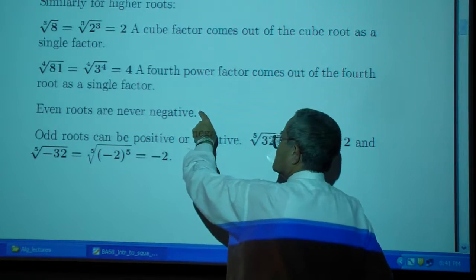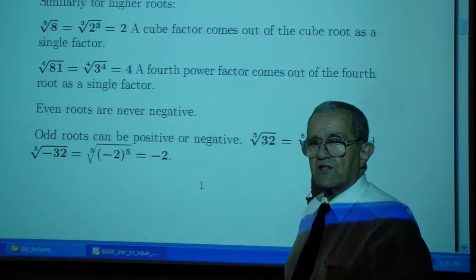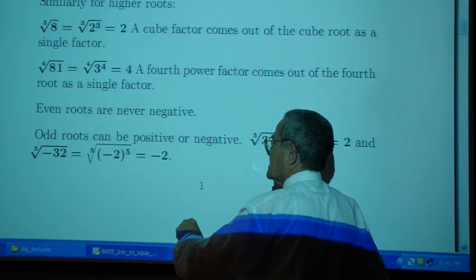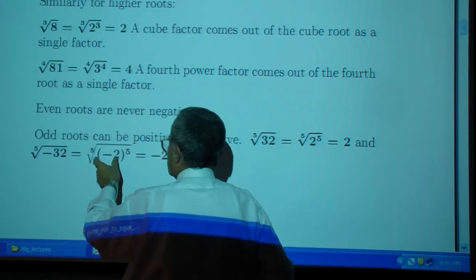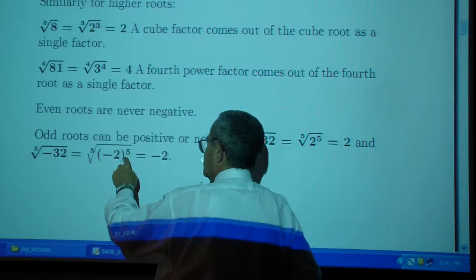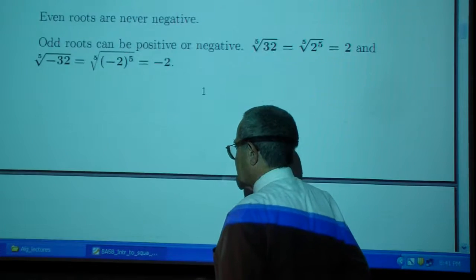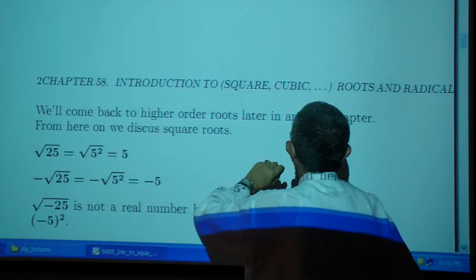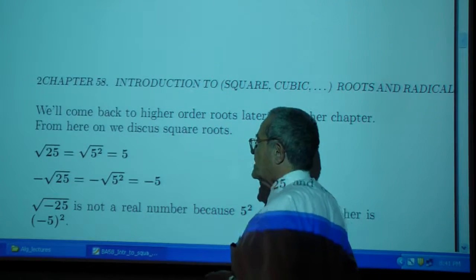So the second root, the square root of a number, is not negative. The 4th root, the 6th root, the 8th root, and so on are not negative. But odd roots can be negative, like the 5th root of negative 32. Negative 2 to the 5th power is negative 32. You have 5 factors to come out as a single, so negative 2. Then we'll come back to higher roots later on. This is just to get you thinking.